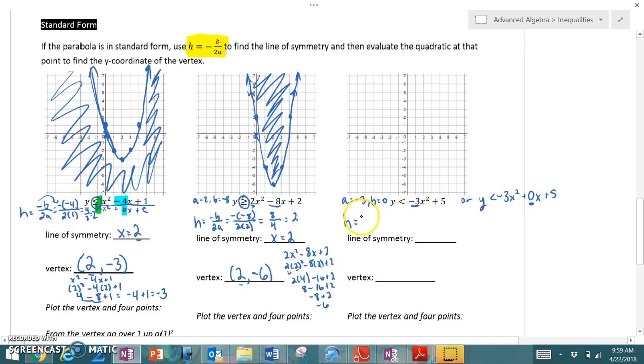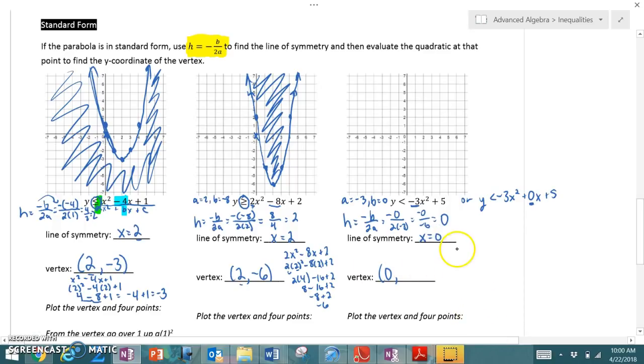So H is negative B over 2A. So I have a negative 0 over 2 times negative 3, which is technically 0 over negative 6, or negative 0 over negative 6. I've had a lot of questions. People keep saying, like, well, there's a 0, I can't do division with 0. Remember, we can do 0 divided by a number. We just can't do a number divided by 0. So as long as 0 is on top, that's okay. Our output, or we just get 0. So my vertex has an x value of 0, which means the axis of symmetry is x equals 0.